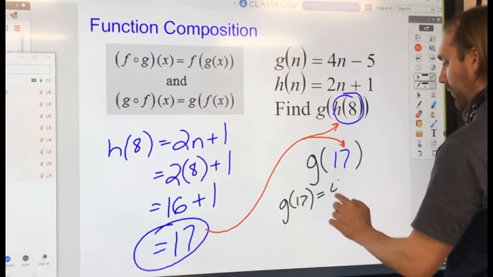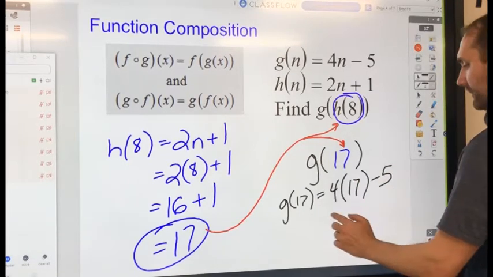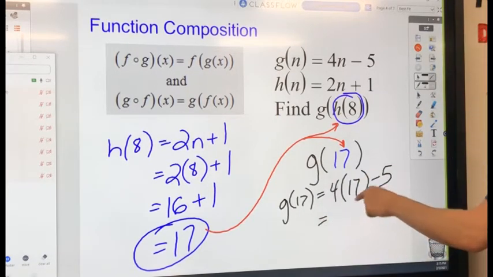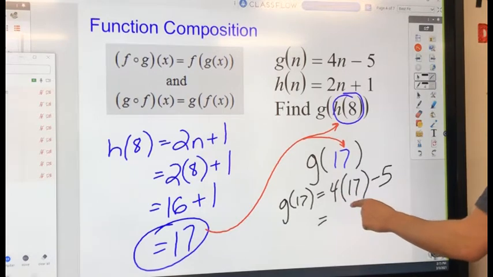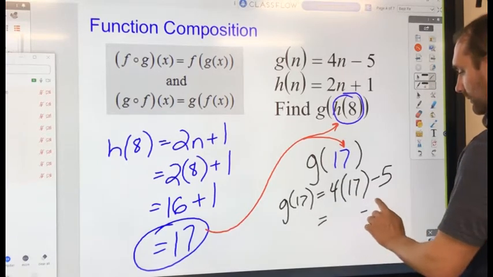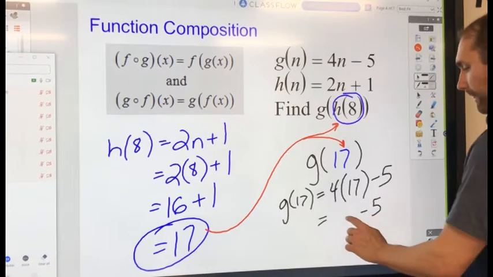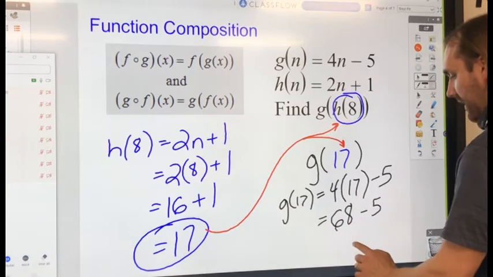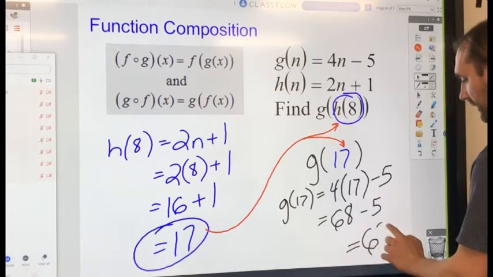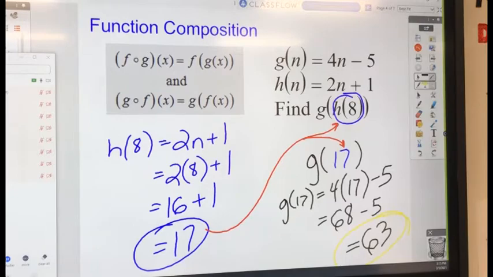G is 4n, so 4 times 17 minus 5, which is what, 68? 69? What's 4 times 17? 67. Hold on. What's my calculator? 68. 68, thank you. I was 1 off. 68 minus 5 is 63. Did we get 63? Yes. All right, very good.